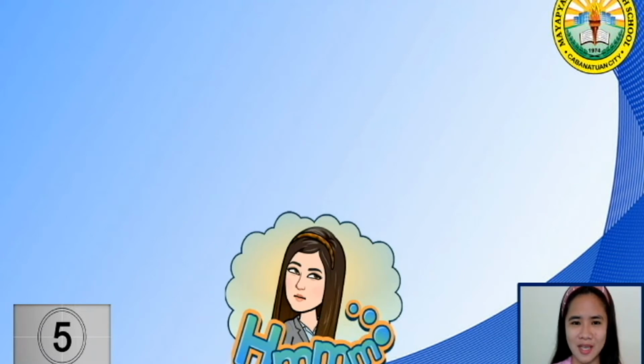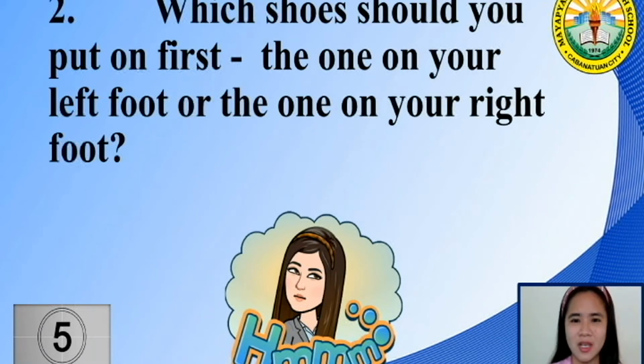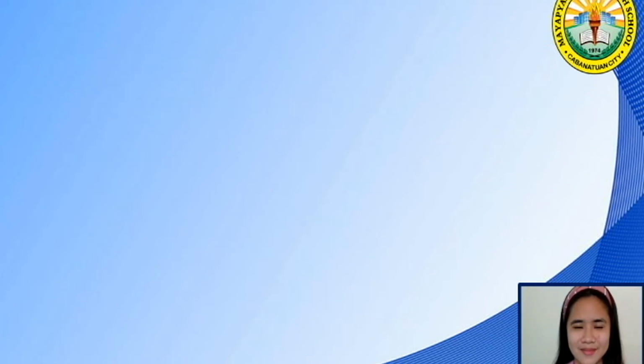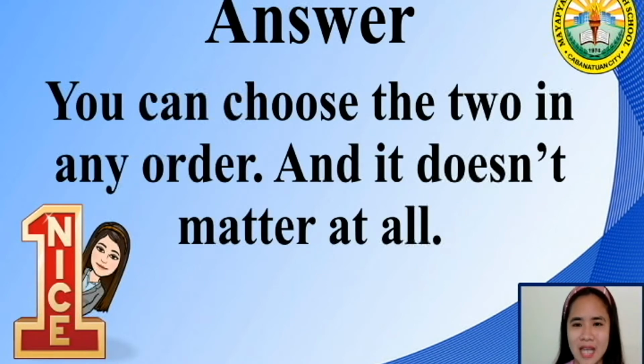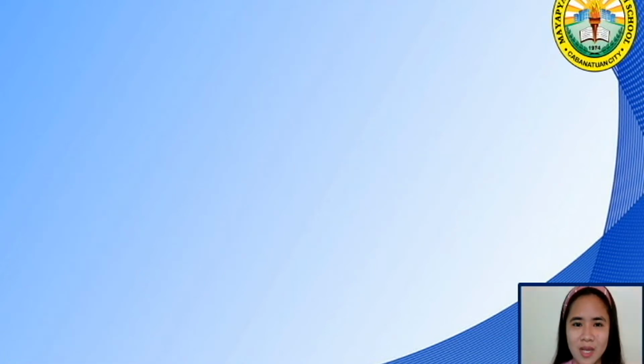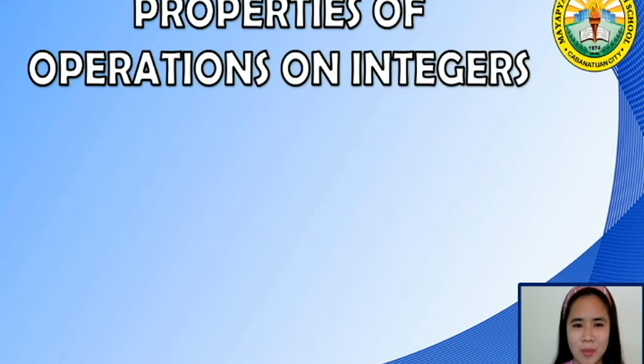The next question is, which shoe should you put on first? The one on your left foot or the one on your right foot? Timer starts now. What do you think is the answer? Very good. You can choose the 2 in any order, and it doesn't matter at all. That is one example of properties of operations on integers, which is our topic for today.